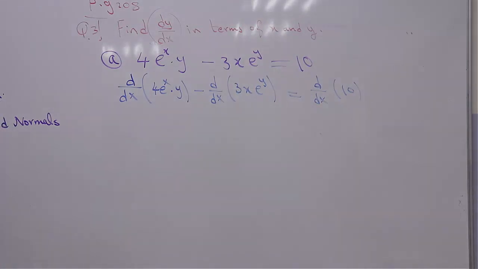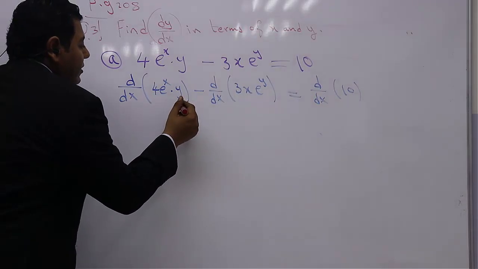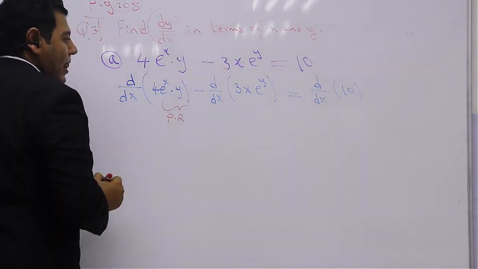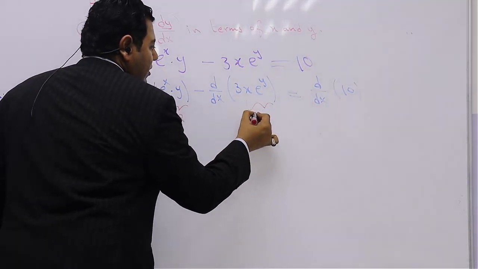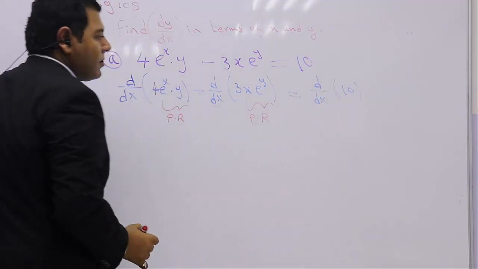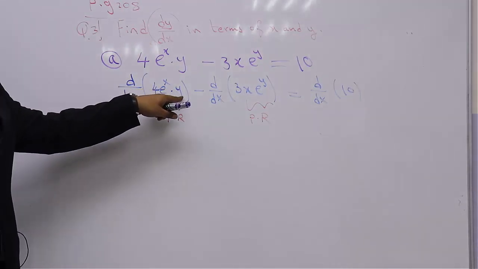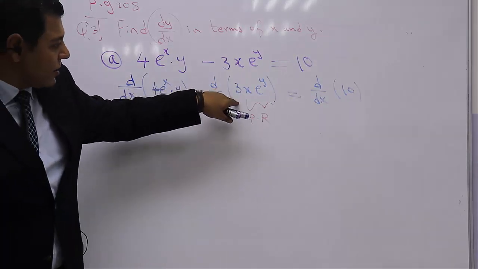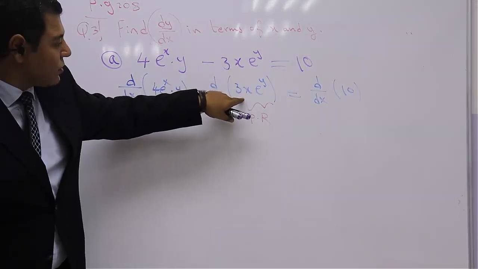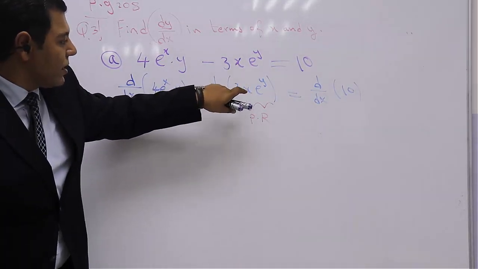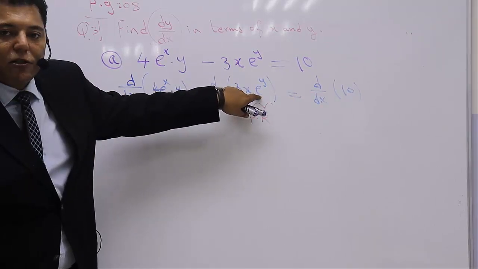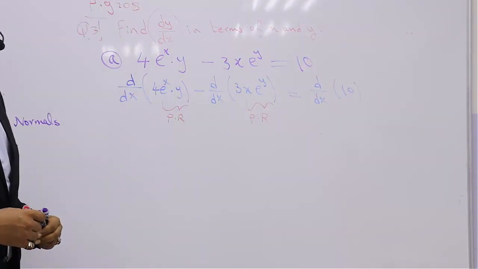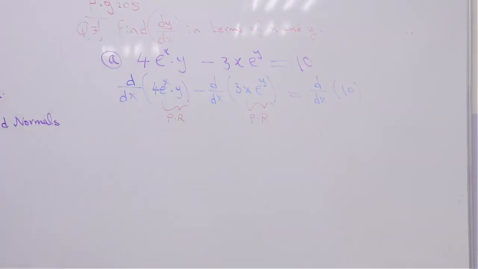Now, notice that in the first term here, I have the product rule. And in the second term also, I have the product rule. It's a multiplication of two different functions: the first function in terms of x, and the second in terms of y. Also here, it's a multiplication of two different functions. And this is the derivative of a constant. All of you know that the derivative of any number is equal to 0.